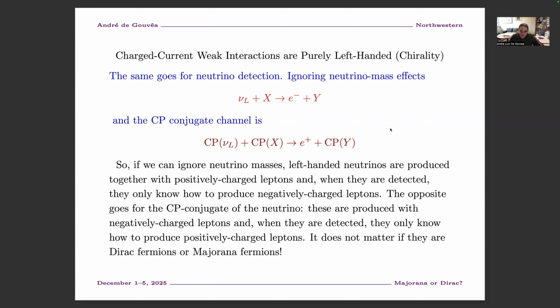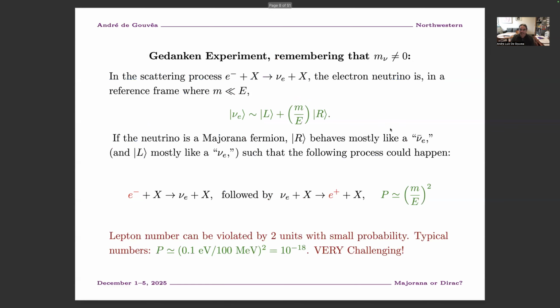So that means if we ignore the neutrino masses, everything behaves as if the neutrino and the antineutrino are different particles, or they're different states, and they're always related by this CP conjugation. Now let's talk about what happens if the neutrino mass is not zero. It's the same story. Imagine I have a process where an electron hits something and produces a neutrino. Because my initial state was an electron, the object that I produce will be mostly left-handed with some small probability of being right-handed.